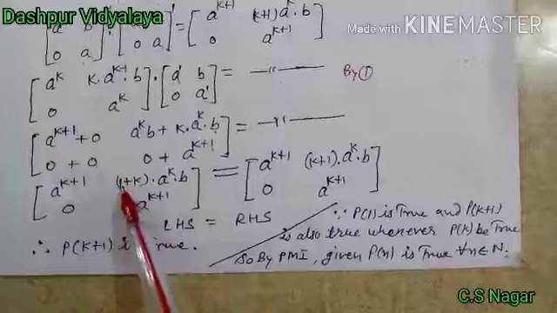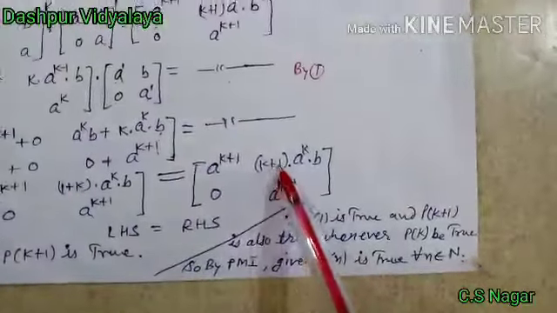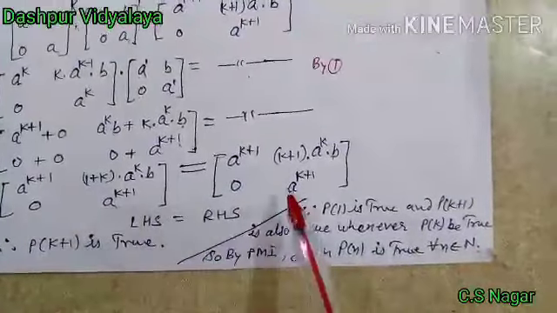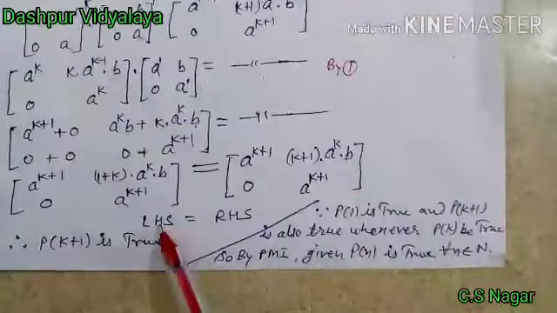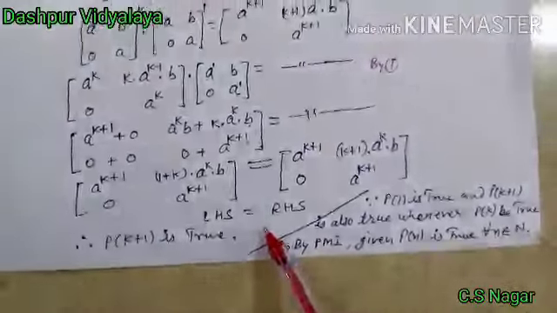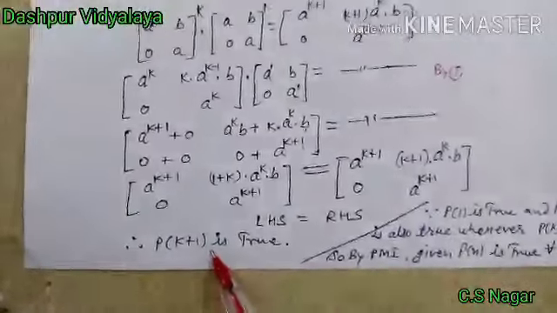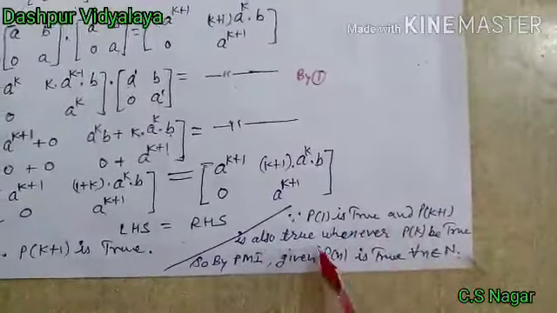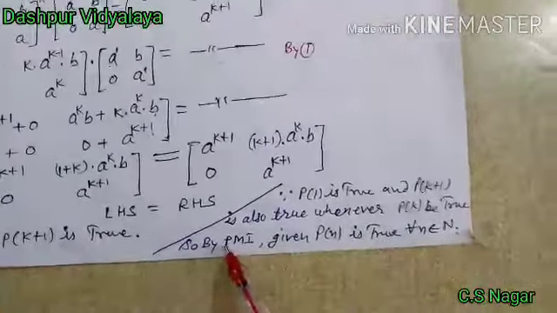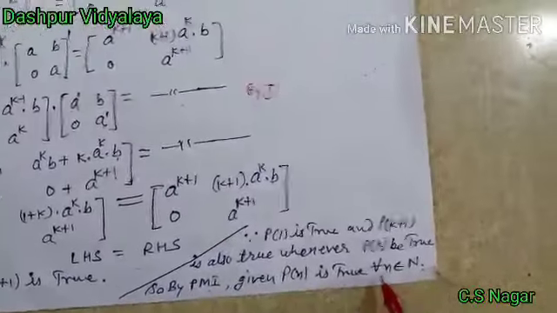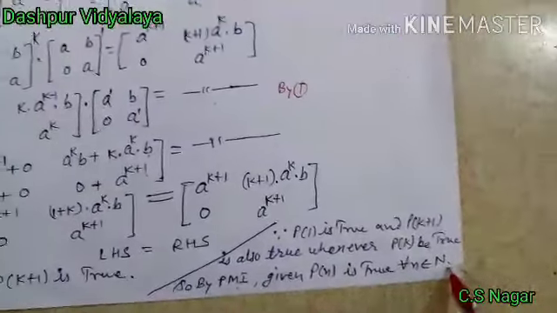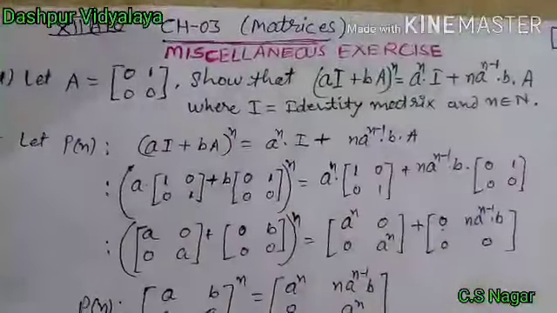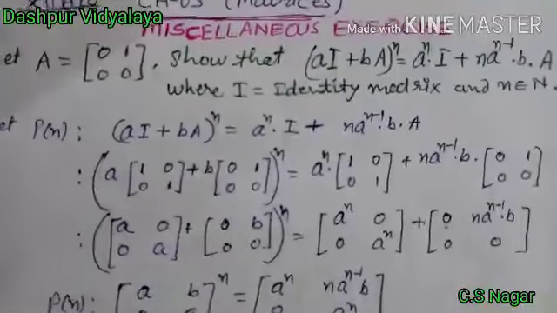k plus 1, 1 plus k and a^k b, 1 plus k into a^k b, and 0 0, and a to the power k plus 1, which is also a to the power k plus 1. It means LHS and RHS both are equal, therefore P(k+1) is true. Since P1 is true and P(k+1) is also true whenever P(k) is true, so by PMI the given statement P(n) is true for all n belongs to N. So this is our first question by method of PMI, principle of mathematical induction.